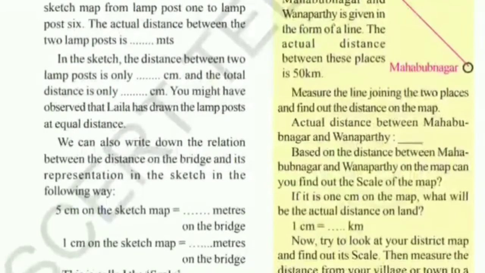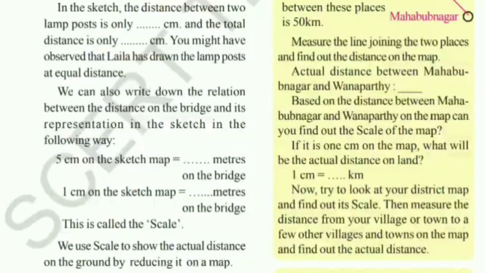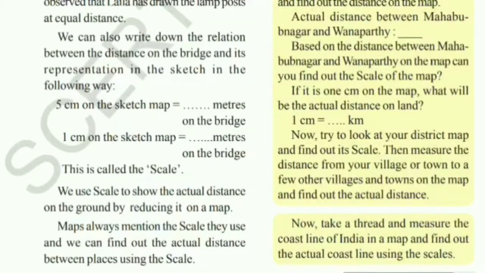We can also write down the relation between the distance on the bridge and its representation in the sketch in the following way. See here, 5 centimeters on the sketch map is equal to how many meters on the bridge? Try to answer this question. And one more question, 1 centimeter on the sketch map is equal to how many meters on the bridge? Answer these questions. This is called the scale. Now you understood, right? The scale is nothing but the ratio between 2 points or 2 places on a map to the actual distance on the ground.